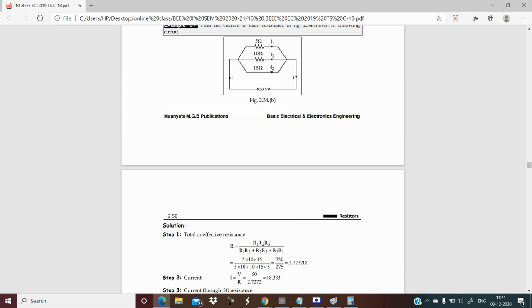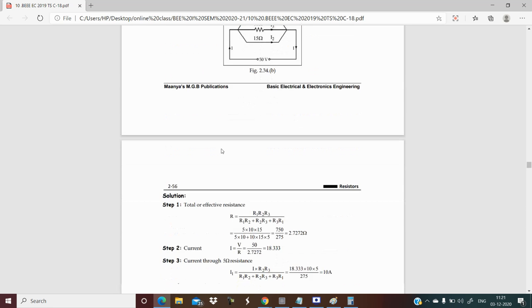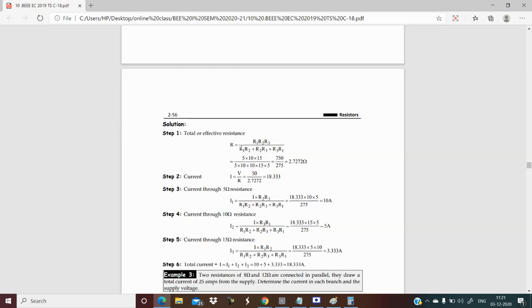We have to calculate the individual currents. For that, first we have to calculate the total resistance, then we can calculate the total current. For calculating the total resistance, we know the formula: when three resistors are connected, R is equal to R1 into R2 into R3 divided by R1 R2 plus R2 R3 plus R3 R1. Substitute the values directly. Then we will get the answer, that is 2.727 ohms, the total resistance.